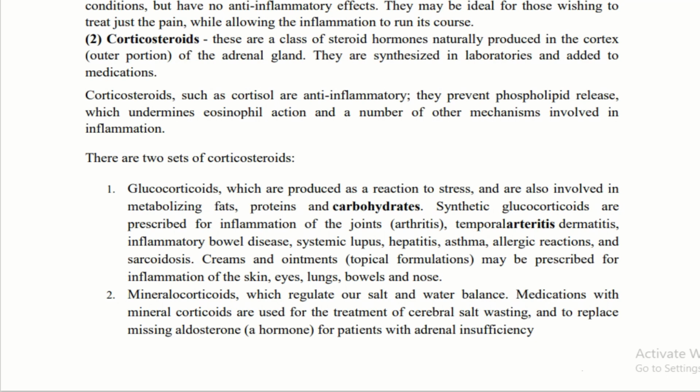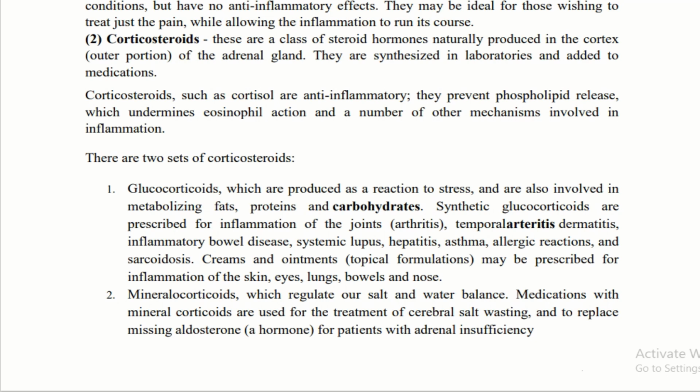Glucocorticoids are produced as a reaction to stress and are also involved in metabolizing fat, proteins, and carbohydrates. Synthetic glucocorticoids are prescribed for inflammation of the joints, temporal arteries, dermatitis, inflammatory bowel disease, systemic lupus, hepatitis, asthma, allergic reaction, and sarcoidosis. Creams and ointments, or topical formulations, may be prescribed for inflammation of the skin, eye, lung, bowel, or nose.